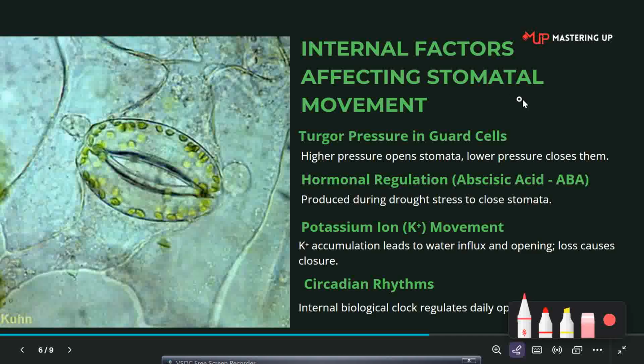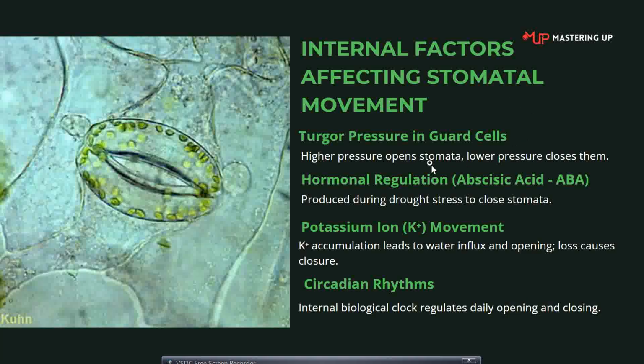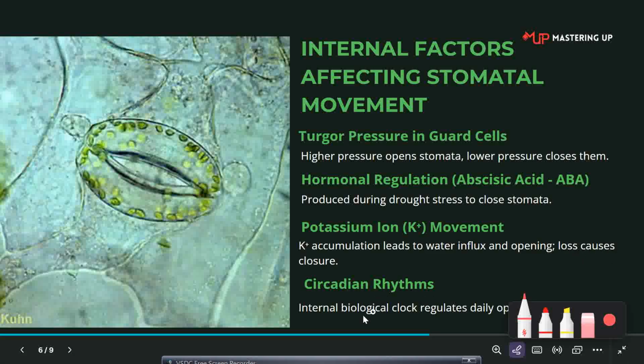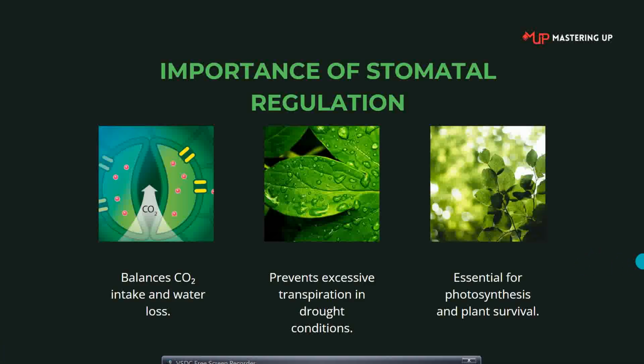Now, the internal factors affecting the stomatal movement. Turgor pressure: high pressure opens the stomata, low pressure closes them. Hormonal regulation: abscisic acid, mainly ABA, is produced during drought stress, and it helps to close the stomata to decrease the loss of water. Then potassium ion movement: potassium accumulation leads to water influx and opening of the stomata, and loss of potassium ions causes closure of the stomata. Circadian rhythm: the internal biological clock regulates the daily opening and closing of the stomata. Now, importance of stomatal regulation.